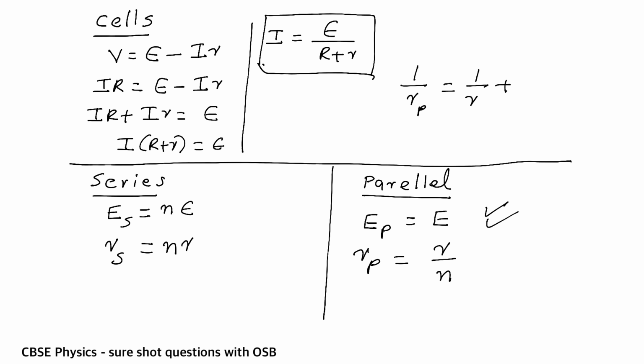1 by r plus 1 by r. So what is that? 2 by r. So Rp is what? r by 2. Correct, right? r by 2. If it is 3, r by 3. If it is n, r by n. Like that. So we are moving to the question. Before that, you check this. If you want, you can write all this data. If you know this, that question is very, very easy.